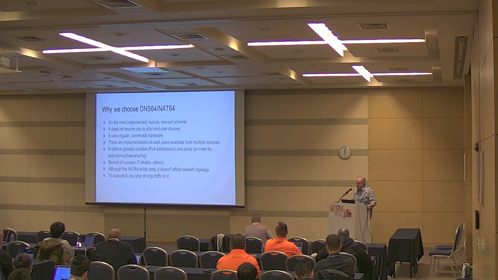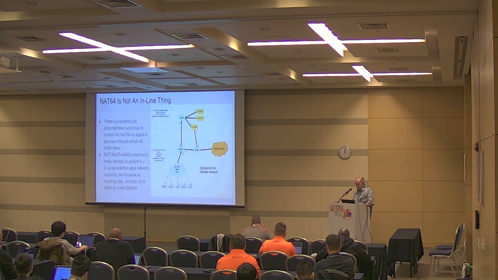T-Mobile is doing essentially what we're talking about today on their U.S. network countrywide. And although the NAT64 holds state, it really doesn't affect network topology, as I'm going to try to emphasize. If you want to exclude your NAT64, if you want to stop using it, you just stop driving traffic to it. Okay, so it's not an inline thing.